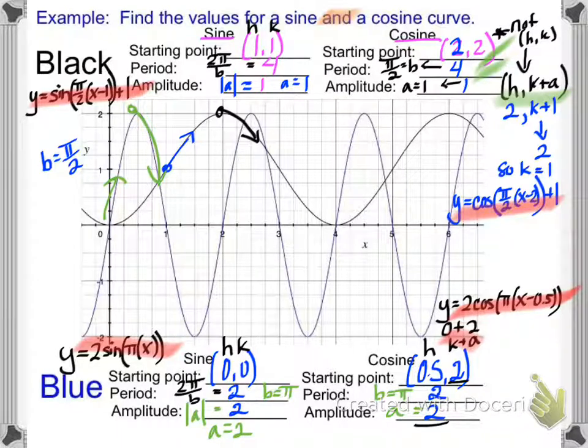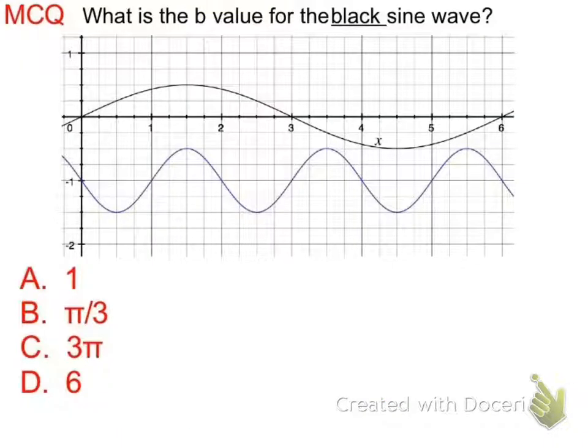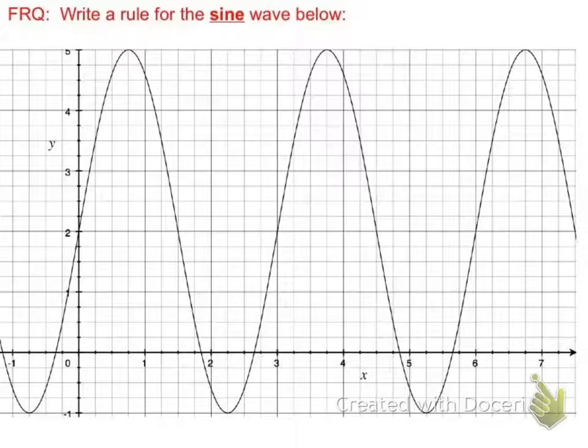So that's all there is for this video. Try the checkpoints, similar stuff. Here's your multiple choice question: what is the b value for the black sine wave? Sorry, there are 2 graphs on there, but find the b value for the black sine wave. And then the free response question is to write a rule for the sine wave below. So you're going to try and write the full rule for that sine wave. These are the same checkpoints that you had for video 451. So hopefully if you have notes on those, you've already found some of the key characteristics just like we had in this video. So bring those questions into class and we'll see you tomorrow.